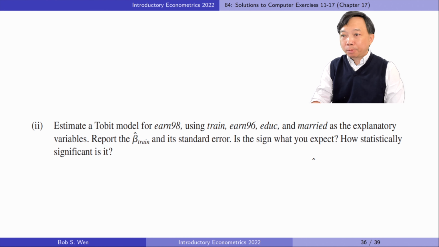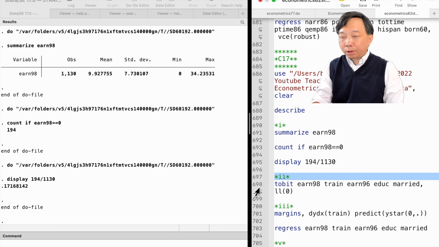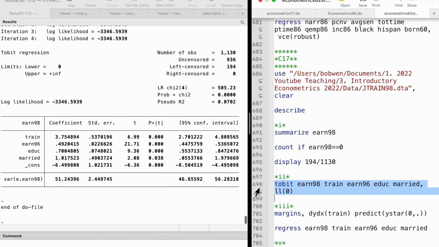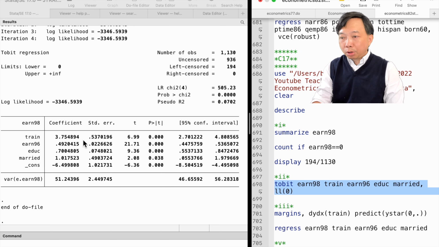In Part 2, estimate a Tobit model for N98 using chain, N96, education, and merit as the explanatory variables. Report the beta hat for chain and its standard error. Is the sign what you expect? How statistically significant is it? The beta hat is 3.75. Its standard error is 0.54. The positive sign is what we expect. The training helps increase earnings.